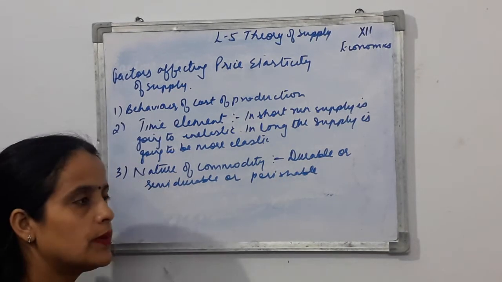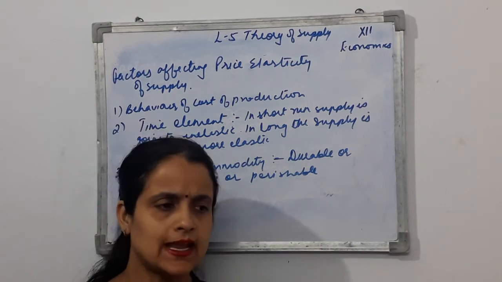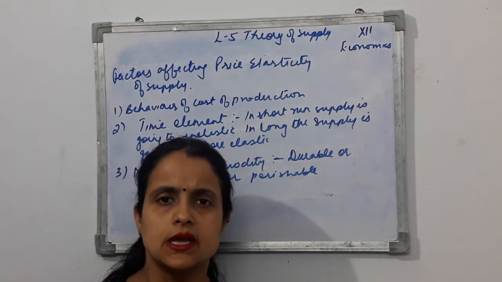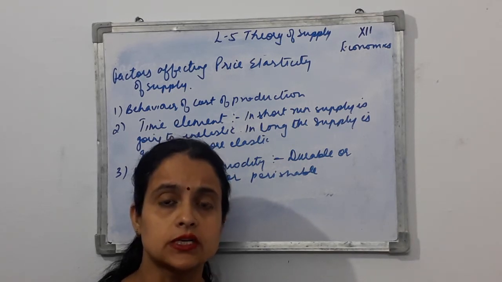Now, durable goods are those goods which have very long life. They do not get spoiled easily. Like furniture, you can talk about machineries, these clothes. These are the things or the products which have long life.